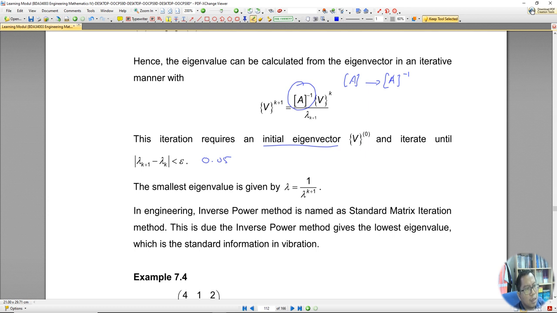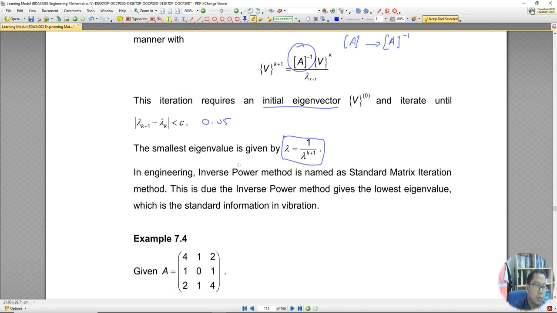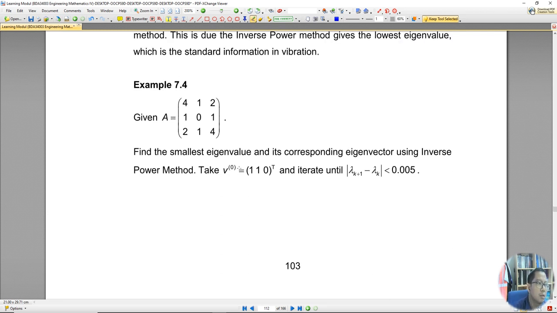Then the smallest eigenvalue is given by lambda equal to 1 over lambda k plus 1. This is the smallest eigenvalue, so you have to use this formula to identify it. In engineering, the inverse power method is named a standard matrix iteration method, because it gives the lowest eigenvalue, which is the standard information in vibration. So we proceed to example 7.4.